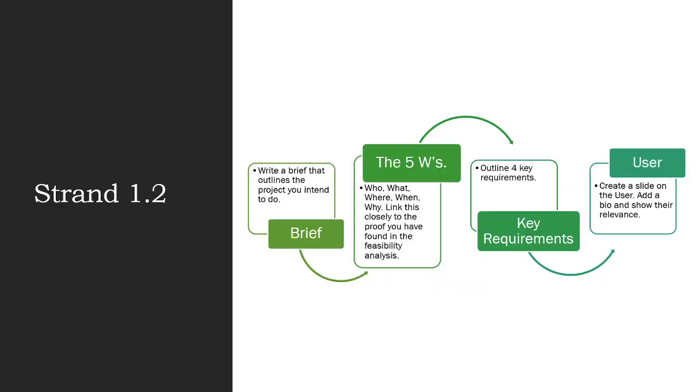In Strand 1.2, what we're looking at is you writing a brief. The brief is much like other briefs that you've written in the past, but it needs to clearly outline what it is that you intend to do. What you're doing is setting yourself goals, clarifying where you intend the project to go within context. You're then looking at the 5 W's: the who, what, where, when, and why. These should all be linked closely to the proof that you've gathered together in the feasibility, so you're justifying why you're going about the project in the way you are.